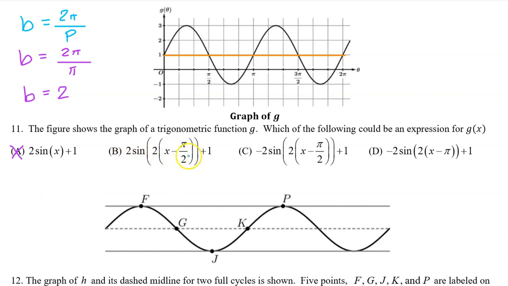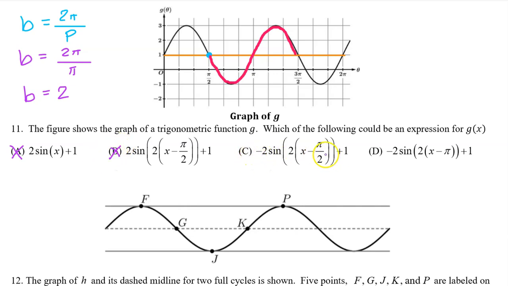Option B has a c value of negative pi over 2. Therefore, the phase shift is positive pi over 2. That means one period of option B will start right here at pi over 2. The period of g that starts at pi over 2 looks like this. This is upside down compared to the parent function, so this should correspond to a negative a value. B has a positive a value, so B cannot be the answer.